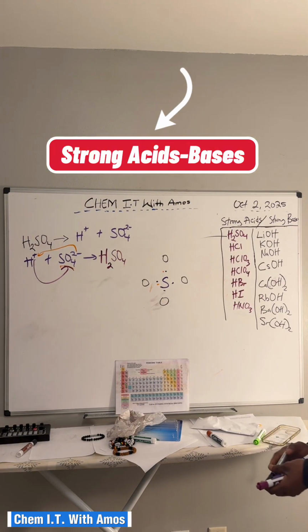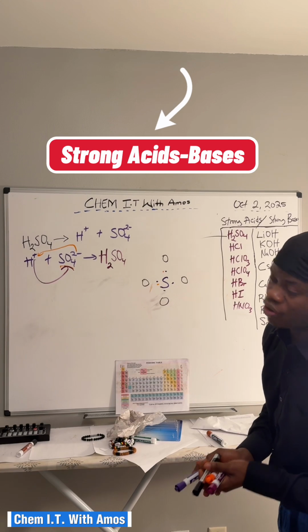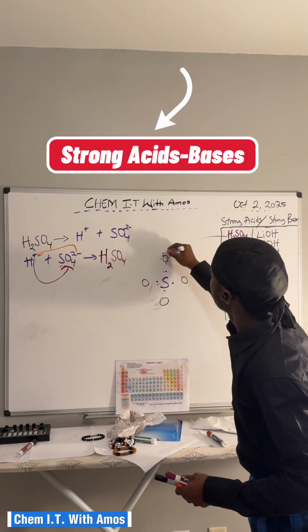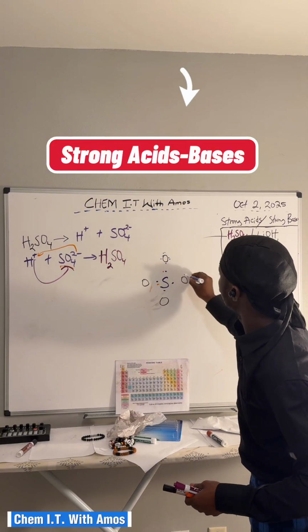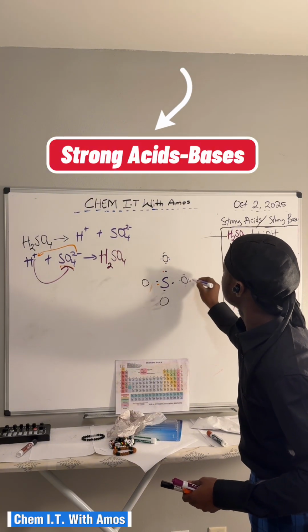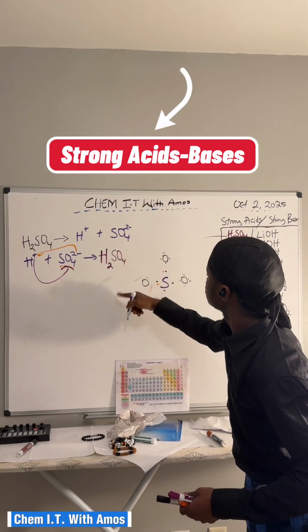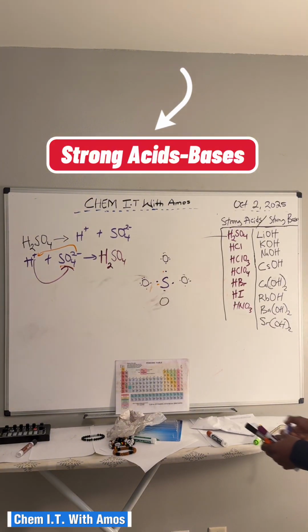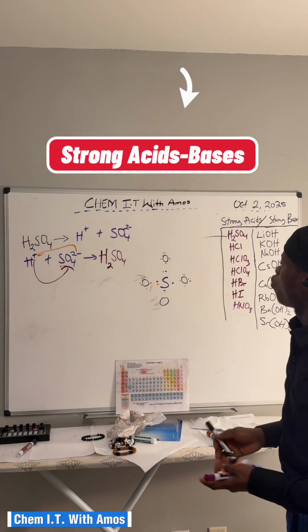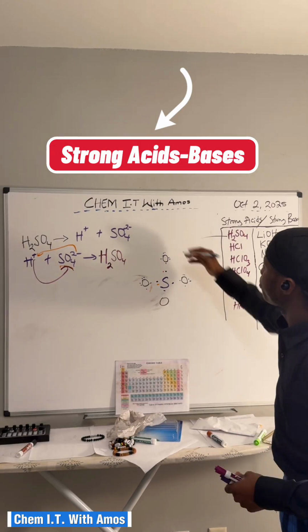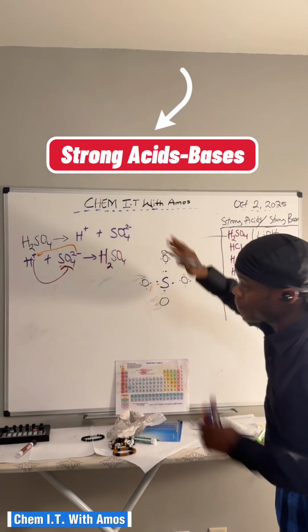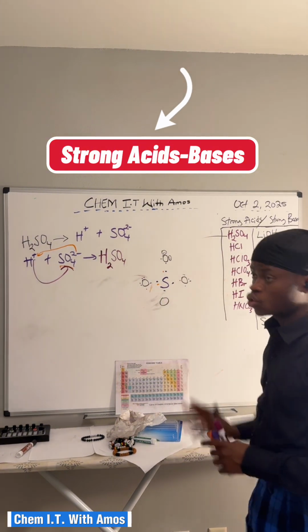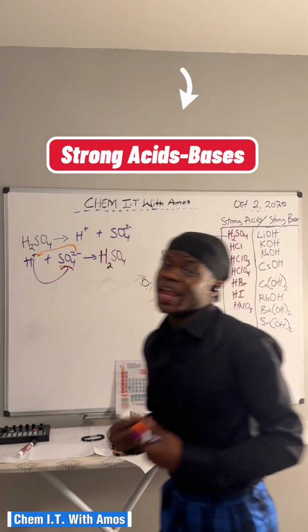O and S, they are in the same group, so they have the same valence electrons in the outer shell, right? So we have 1, 2, 3, 4, 5, 6. So how many lone pairs does O have? Oxygen has 2 lone pairs. You have 1 up here, it's a pair, and 1 here is 2. So each of them has 2 lone pairs. Likewise, sulfur has 2 lone pairs, because they are in the same group.